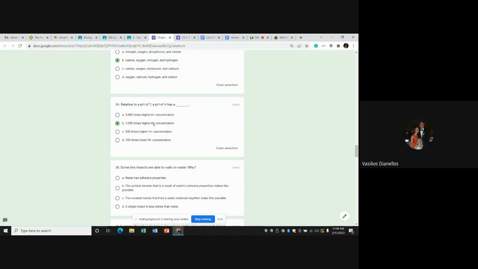Know that each step is a times 10, and know that going up is basic, meaning less H plus ions and more OH minus ions. And know that going down is more acidic, which means more H plus ions and fewer OH minus ions, because I could write this question any of those ways and use different numbers. So just keep that in mind.